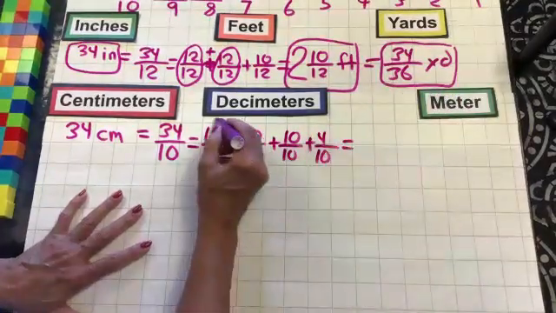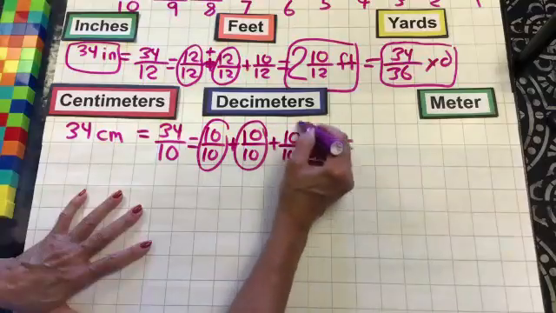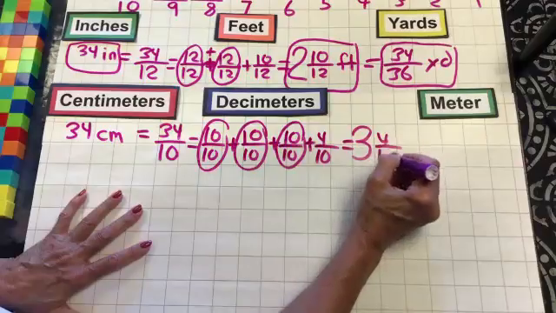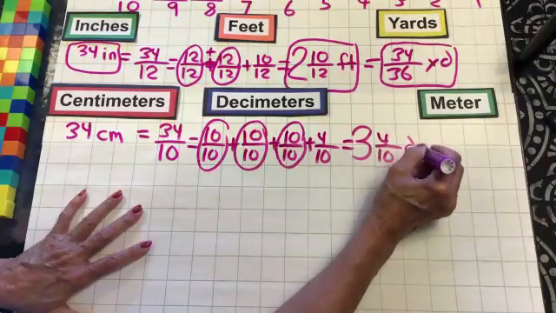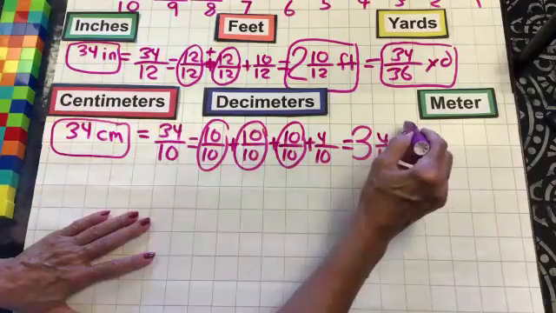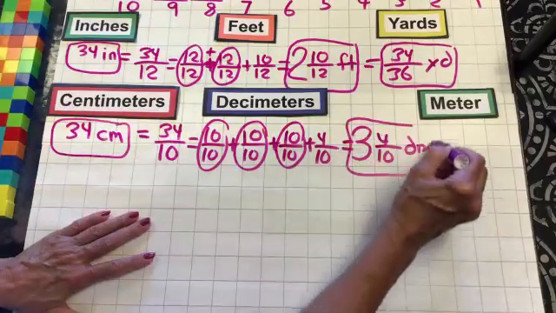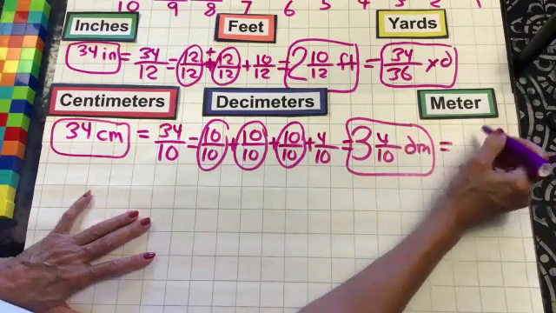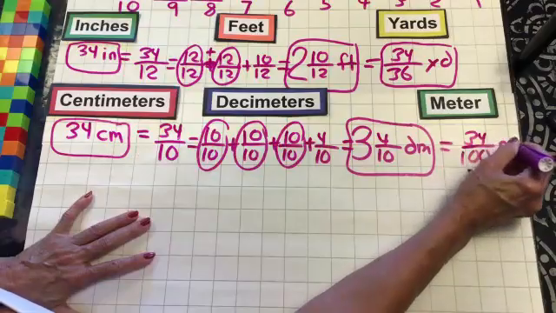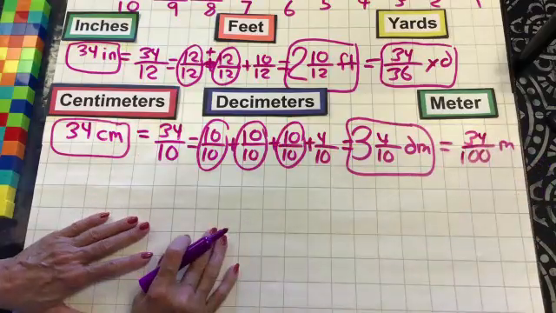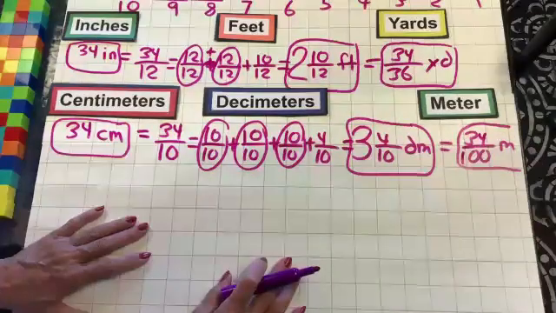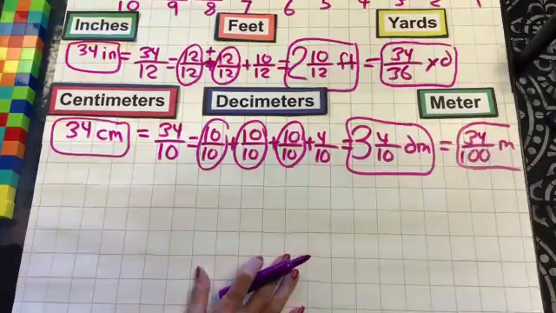So we can write this out. We have 1, 2, 3 whole and 4 tenths, and that would be decimeters. Boom. So 34 centimeters is the same as 3 and 4 tenths decimeters, which equals 34 out of 100 to make a meter. So 34 hundredths of a meter. And those are all equal to each other. Looking good. All right, our linear measurement is done.